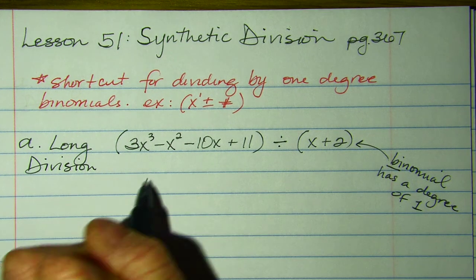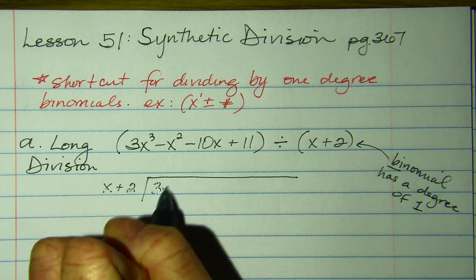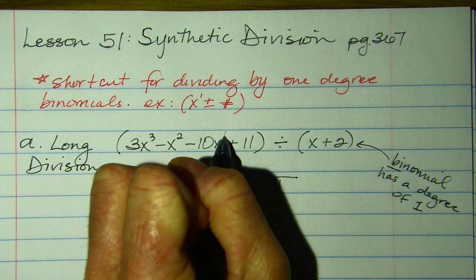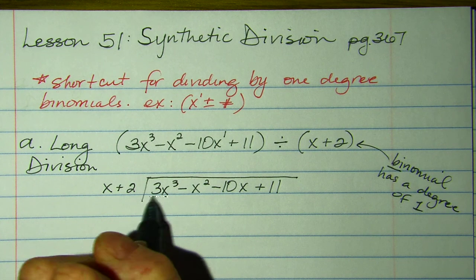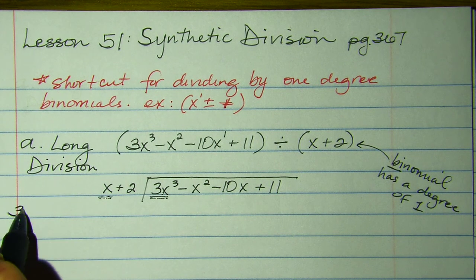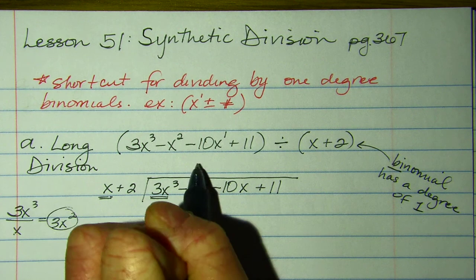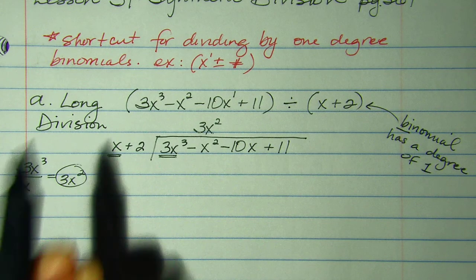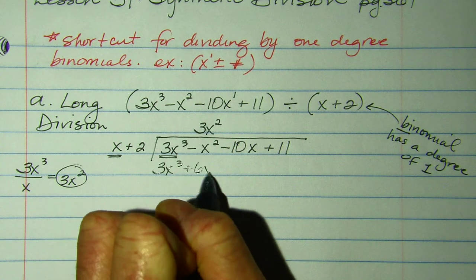So let's review how we set it up. x plus 2 goes out here, and 3x cubed minus x squared minus 10x plus 11 goes inside. There's nothing missing: 3, 2, 1, 0, so I can plug it in the way it is. So here we go. We care about the first term on the outside and inside. 3x cubed divided by x gives me 3x squared. That's the first thing I'm going to write above the x squared term. Now I'm going to distribute, so 3x squared times x is 3x cubed, and 3x squared times 2 is 6x squared.